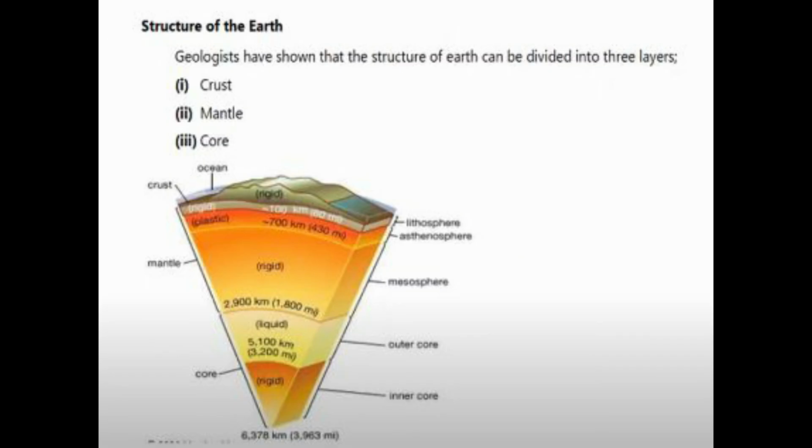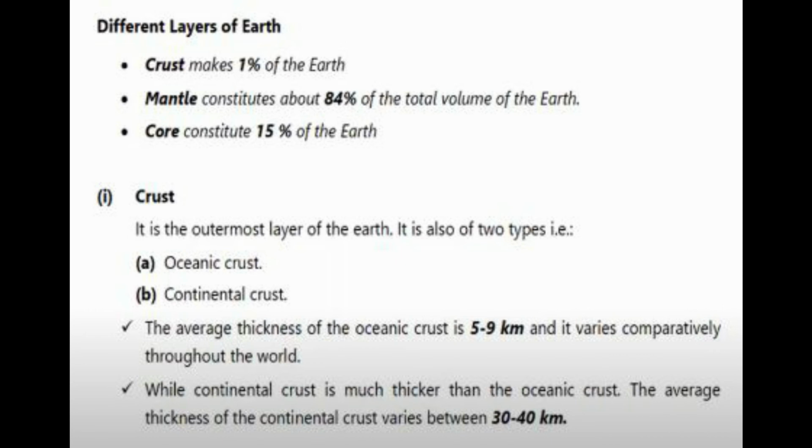Structure of the Earth. Geologists have shown that the structure of Earth can be divided into 3 layers: crust, mantle, core. The layers are as follows: lithosphere, asthenosphere, mantle, mesosphere. By seeing the figure, the layers can be studied accurately. Different layers of Earth: crust makes 1% of the Earth, mantle constitutes about 84% of the total volume of the Earth, core constitutes 15% of the Earth.